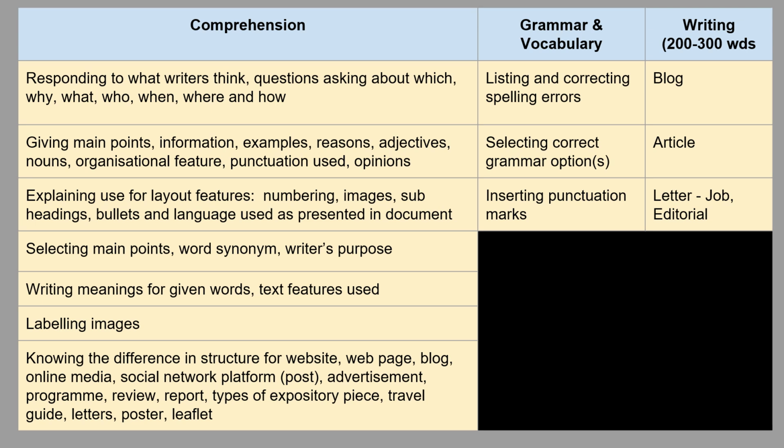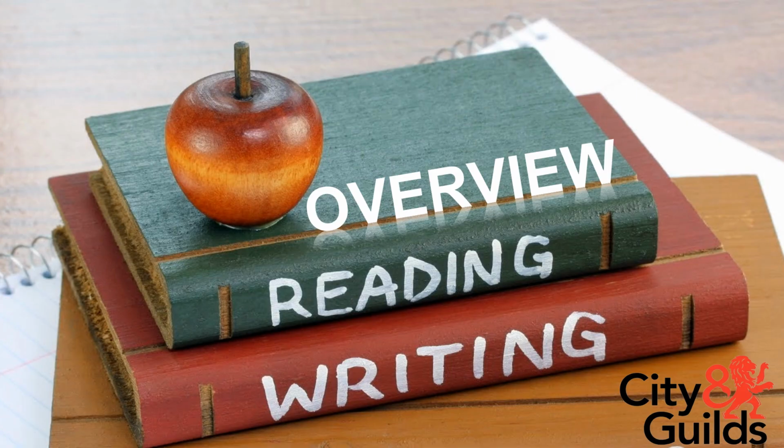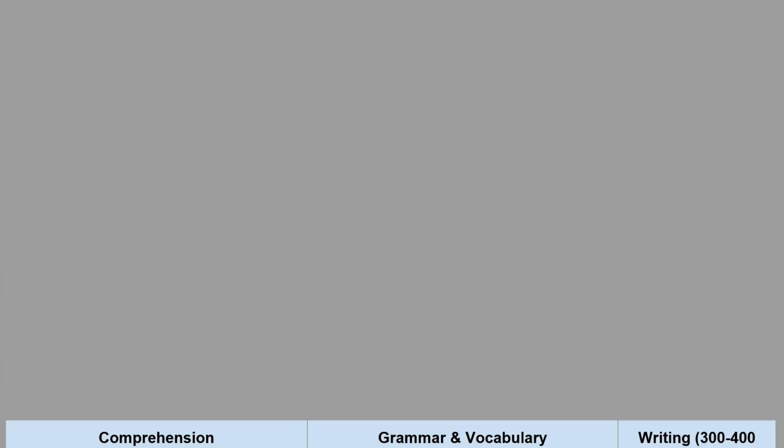Now, for the writing section at the stage 2 level, you're expected to use 200 to 300 words. You might be given the opportunity to write a blog article or a letter. And so far, we have seen opportunities for you to write either a job or editorial letter. Let's move quickly into the stage 3 section of the paper.